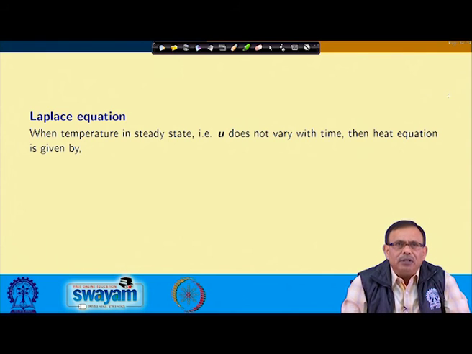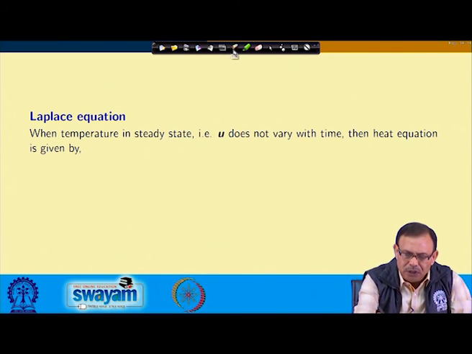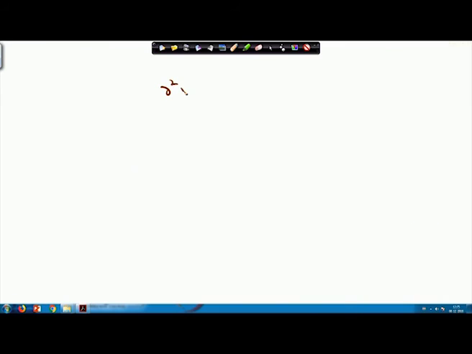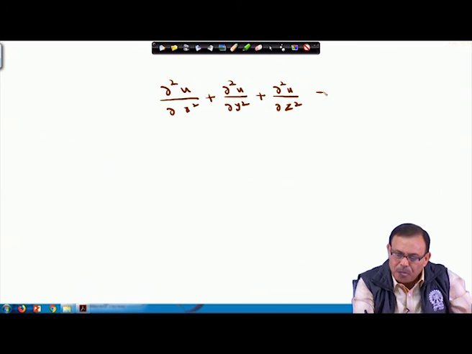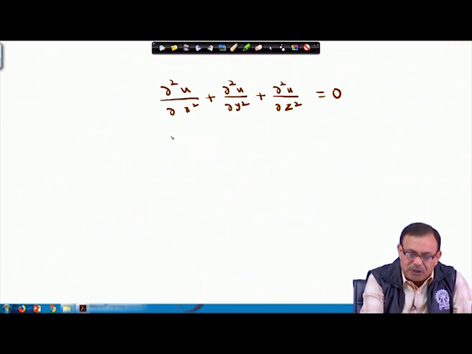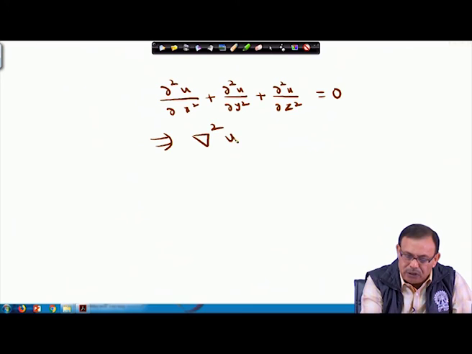Please note this. When the temperature is in steady state, that is, the function u does not vary with time. In heat equation, u is a function of t and varies with time, but in Laplace equation, u does not vary with time. Then we say that ∂²u/∂x² + ∂²u/∂y² + ∂²u/∂z² = 0. This means basically, as I told you, ∇²u = 0. So, this equation we call Laplace equation.